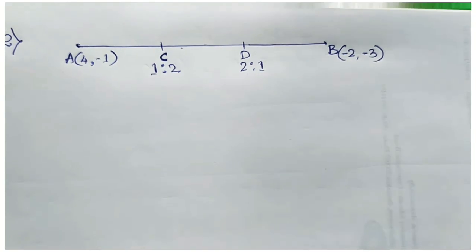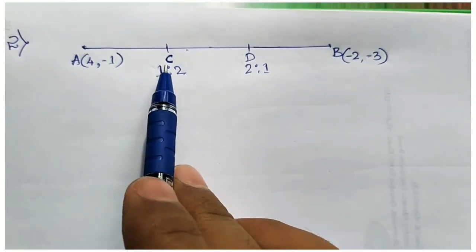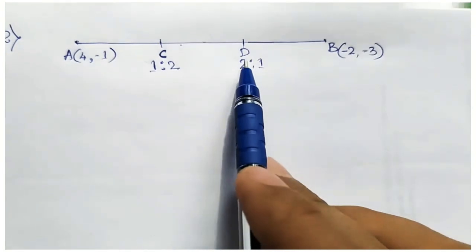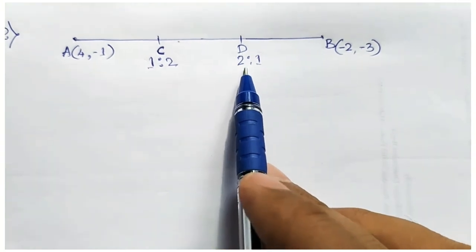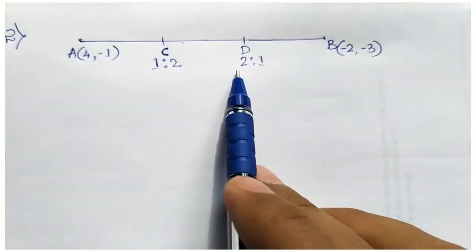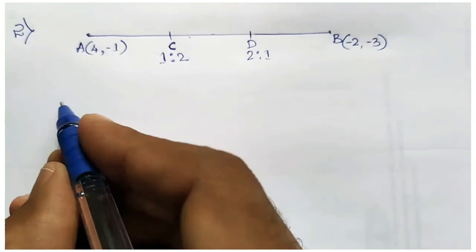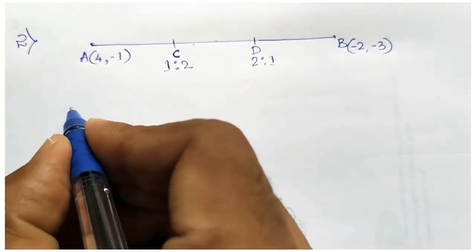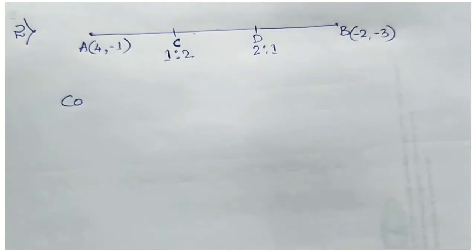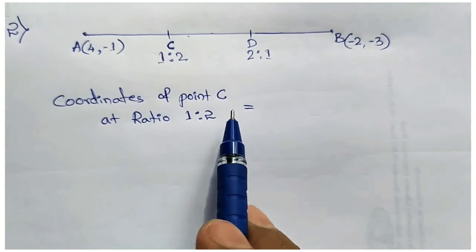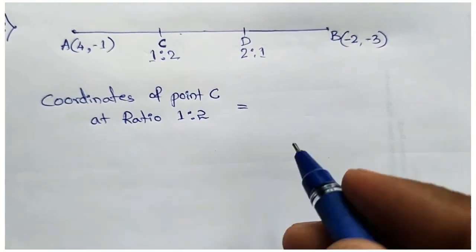So if we want to find the coordinates of C, we need the ratio. Similarly for D also we need the ratio. That's why I wrote the ratio here. Now the coordinates of C. So let's take the coordinates of point C at the ratio 1:2.